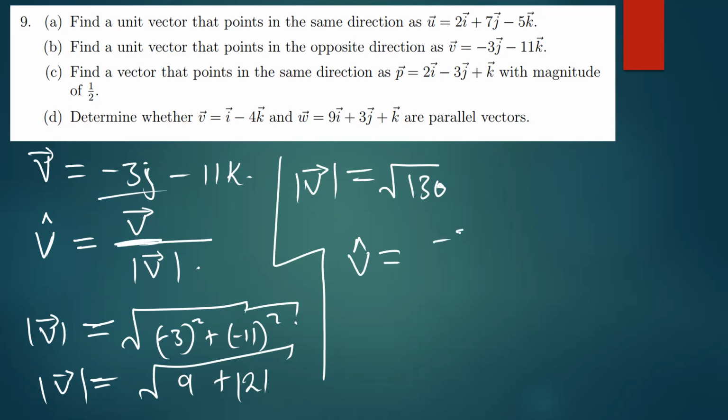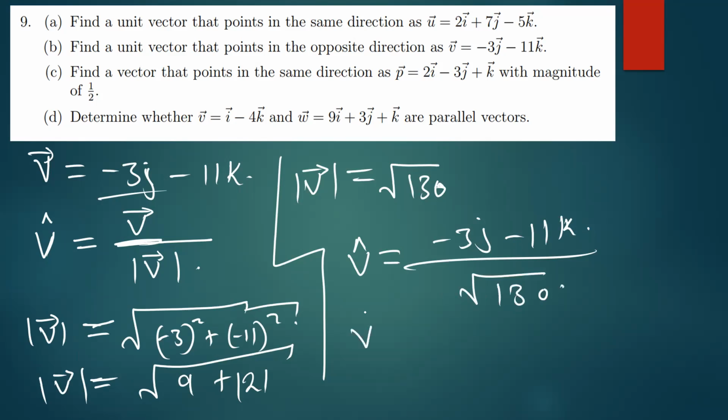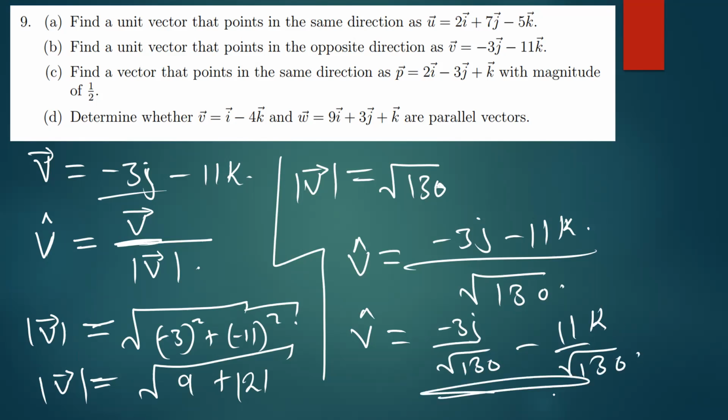Yeah, so the unit vector in the direction of V is therefore going to be, V has been given to be negative 3j minus 11k, and then everything will be divided by the square root of what? 130. So V cap is therefore going to be equal to negative 3j over the root of 130, then minus 11k over the root of 130.